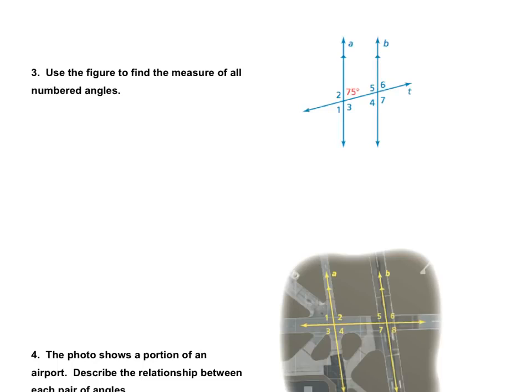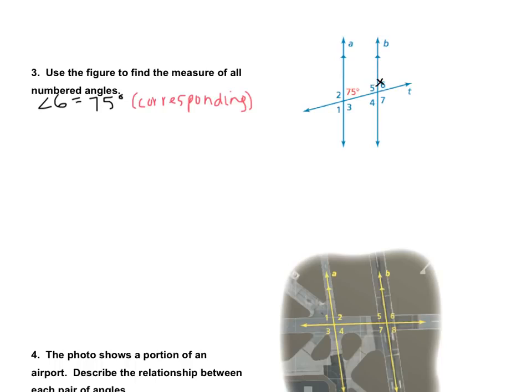So find me the angle that corresponds with the 75. Pause the video and find it. The angle that you're looking for is angle 6. So if angle 6 is corresponding, then we know that it also equals 75. So I wrote angle 6 equals 75, and then I wrote corresponding to reference how I knew that. And I also put an X over angle 6, so I know I don't need to find it anymore.